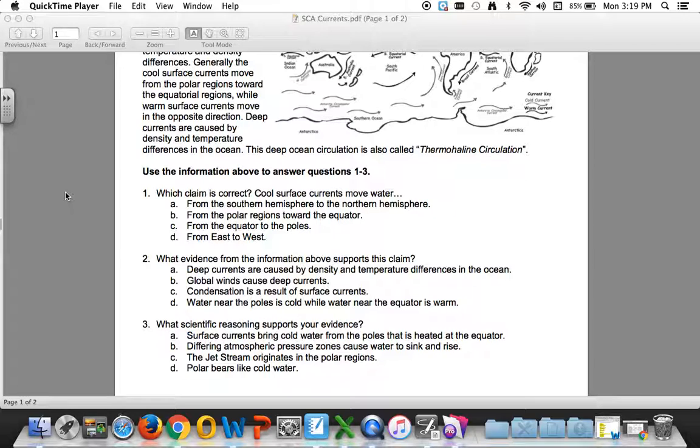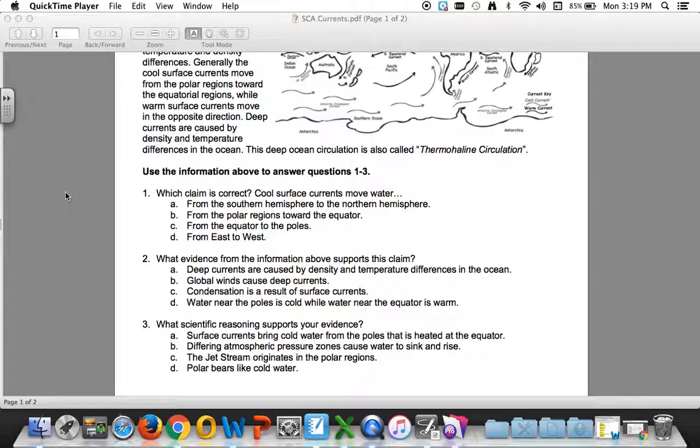Question 2. What evidence from the information above supports this claim? A. Deep currents are caused by density and temperature differences in the ocean. B. Global winds cause deep currents. C. Condensation is a result of surface currents. D. Water near the poles is cold while water near the equator is warm.